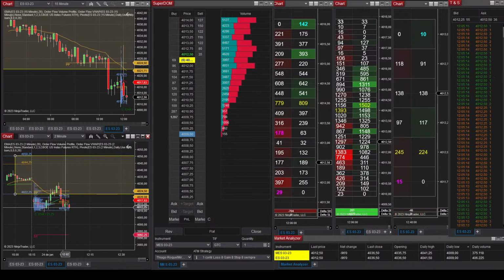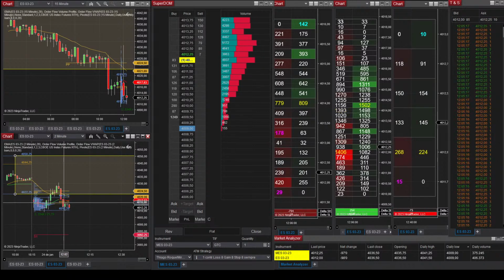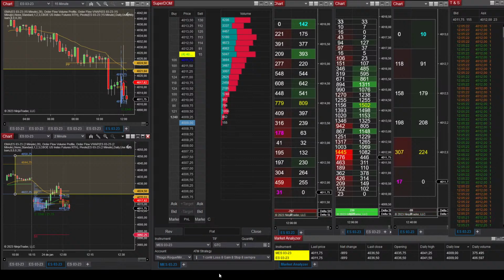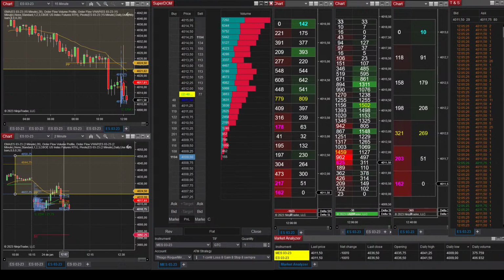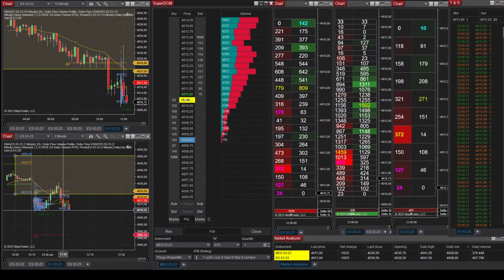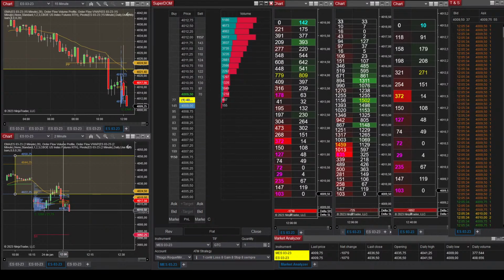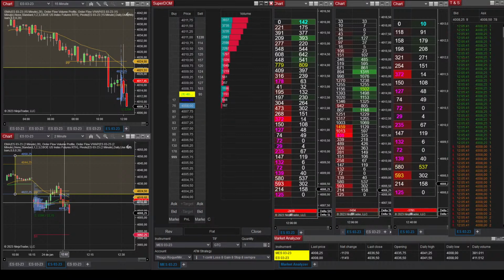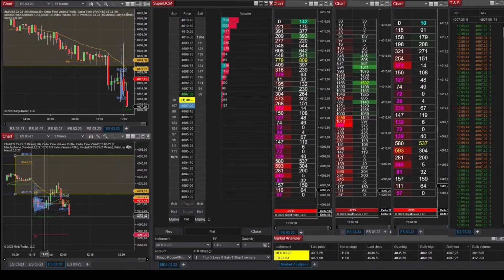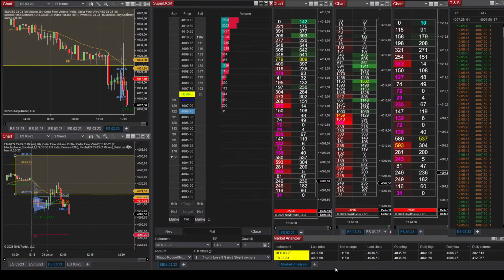Even though we've seen here that it failed to overcome the 16. This fail at the 16 is an indication that it's better to avoid considering a long here before a possible sideways scenario, because it failed to overcome the 17, as I've mentioned before. So let's see if it fails now. No, it seems that it succeeded.